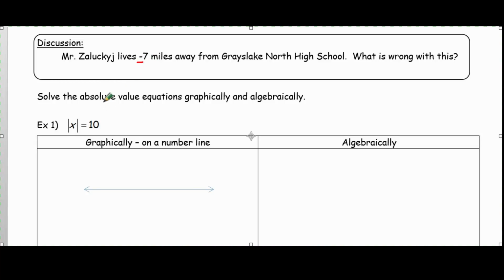So when you talk about someone's distance, you're talking about the absolute value of their distance in general. You could talk about something being 7 down, 7 left versus 7 right, and so the negative might come into play with those. But most of the time we're talking about the absolute value of it. Alright, so we'll start with a very easy, quick one. So the absolute value of x equals 10.